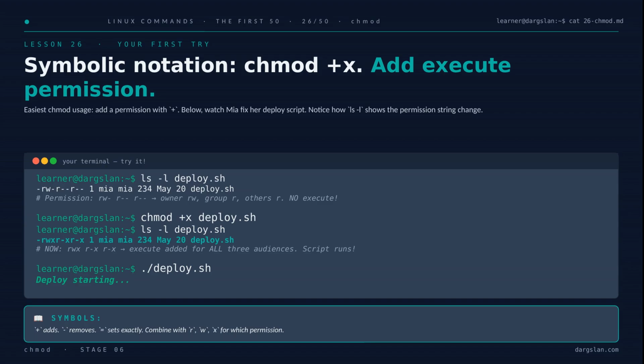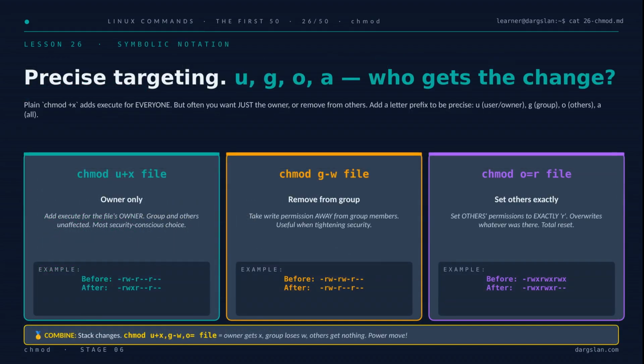The plus adds, the minus removes, and equals sets things exactly. Simple, symbolic, and readable. But here's the thing. Plain +x just handed execute permission to everyone on the system, and Mia probably didn't mean to be that generous. That's where letter prefixes come in. U for the owner, G for the group, O for others, and A for all. So chmod u+x gives execute to just Mia, g-w strips write from the group, and o=r resets others to exactly read, nothing more. And you can stack them with commas in one command: precise, intentional, safe.